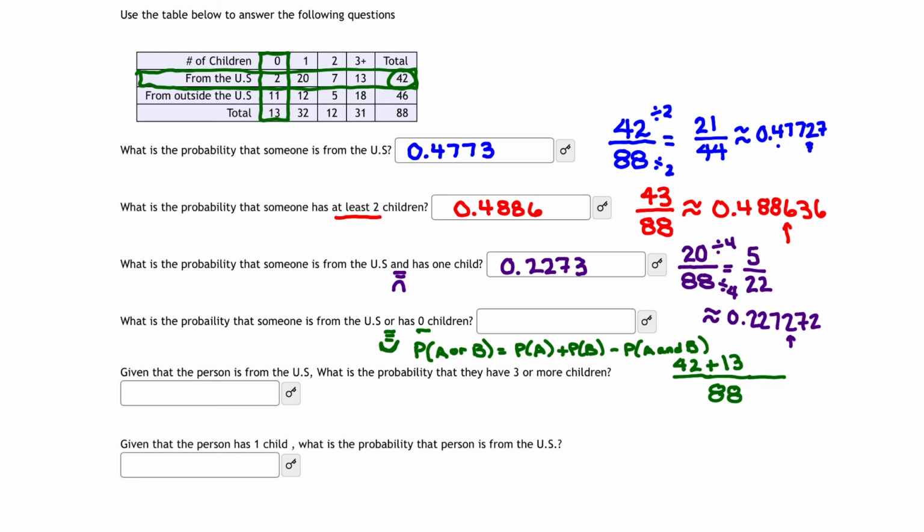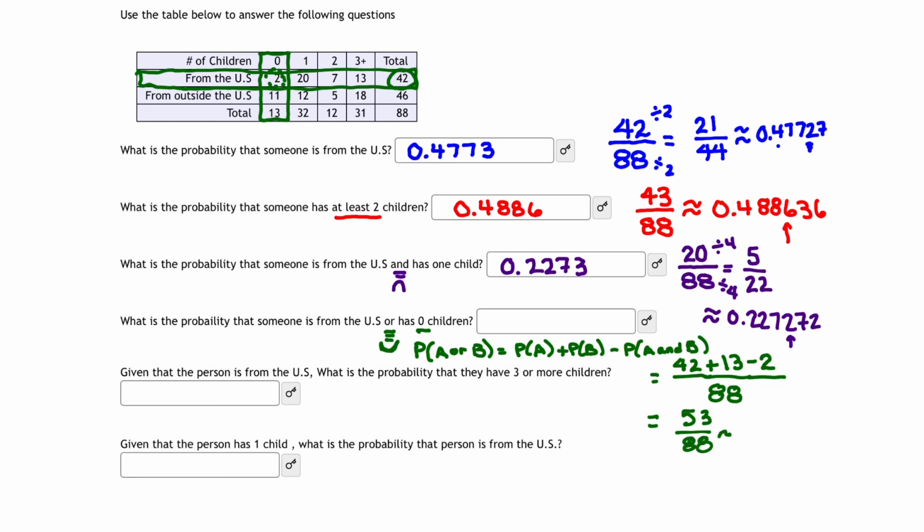And if we look, there is a place where our row intersects our column. Do you see this number here? 2 got counted twice. It first got counted from the U.S. part, and then it got counted from the 0 part. So we need to take off one of those countings. So we're going to subtract 2. That just gives me my probability then, right? 42 plus 13 is going to be 55, and 55 minus 2 is 53 out of 88.